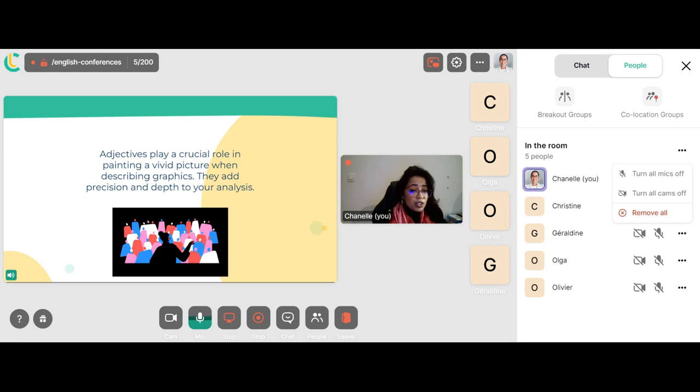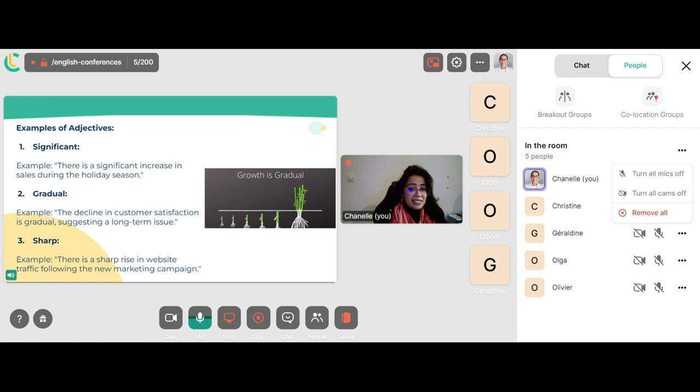Adjectives play a crucial role in painting a vivid picture when describing graphics. They add precision and depth to your analysis. So let's look at some examples of adjectives. The word significant. Example, there is a significant increase in sales during the holiday season. That means there is a large increase, or you can see the growth. It's very evident.